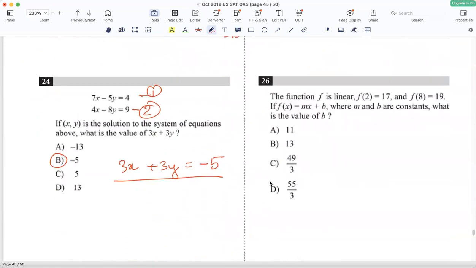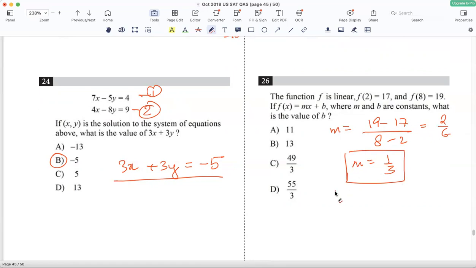The function f is linear, f(2) is 17, and f(8) is 19. If f(x) is mx plus b, where m and b are constants, what is the value of b? Okay. So let's first find the slope. So the slope will be 19 minus 17 by 8 minus 2. So that's 2 by 6. So the slope is 1 by 3.